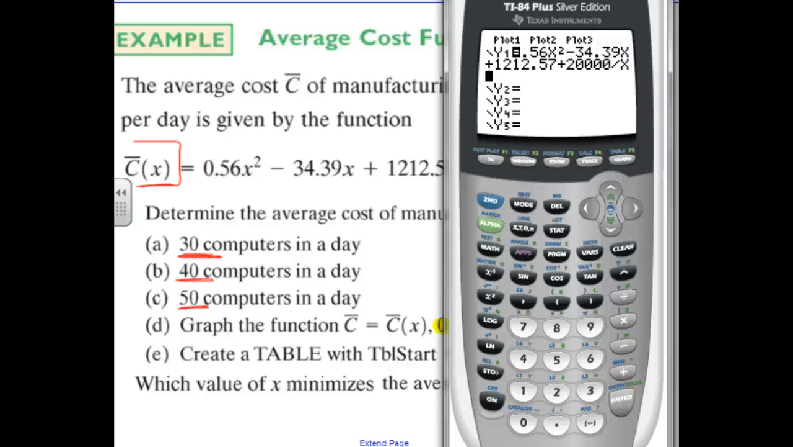So for this problem, the first thing I'm going to look at is going to my y equals here, and every time I want to type in an x value, I'll use this key for x.